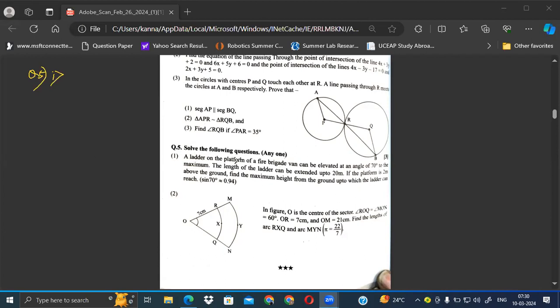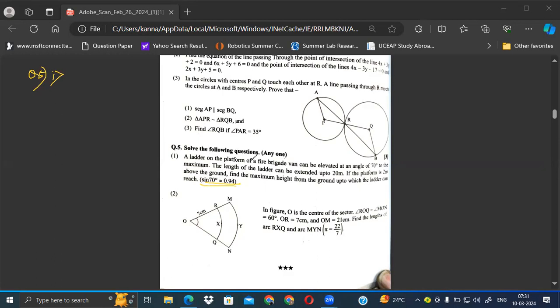So, see, a ladder on the platform of a fire brigade can be elevated to an angle of 70 degree to the maximum. The length of the ladder can be extended up to 20 meter. If the platform is 2 meter above the ground, find the maximum height from the ground up to which the ladder can reach. A very simple question, and sine 70 is 0.94. When they give something like this in a bracket, you have to use this.